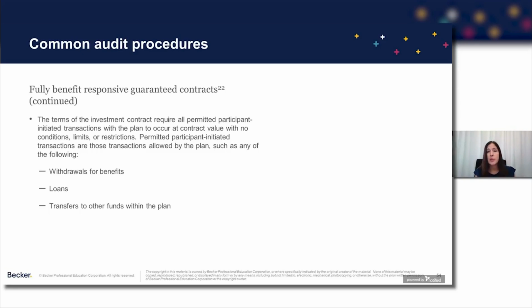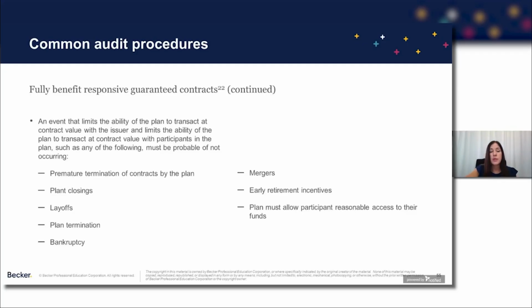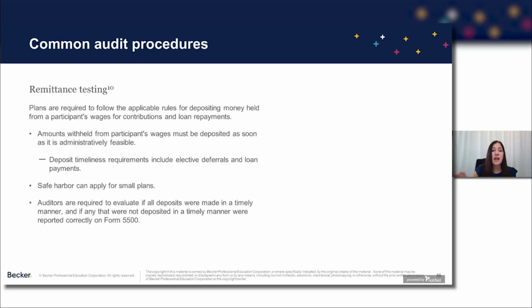So that's going to include the participant being allowed to make changes for withdrawals, loans, transfers without penalties or limits or restrictions. There also has to be basically the guarantee that an event that limits the ability of the plan to transact at contract value is probable of not occurring. And the participant must be allowed to make changes to that contract at any time. So if those conditions are met, then that GIC is considered to be fully benefit responsive, which is then reported at contract value.